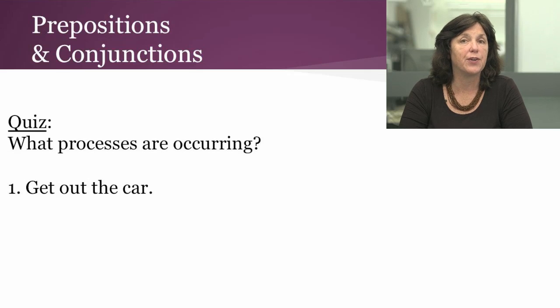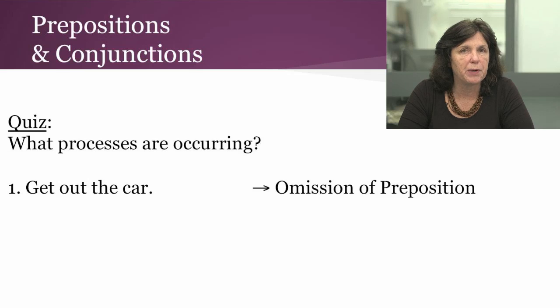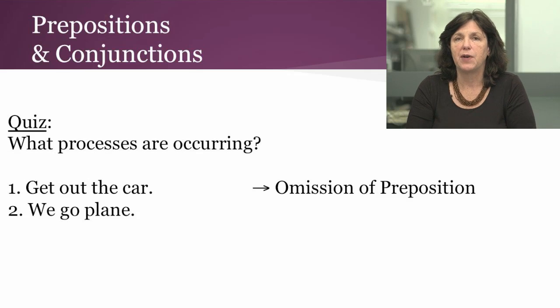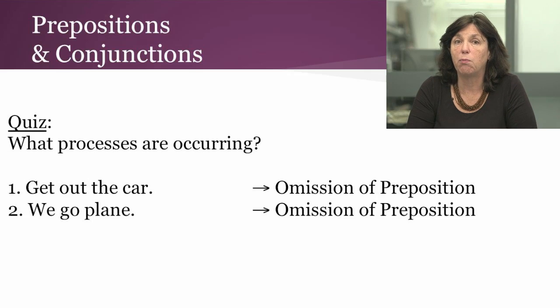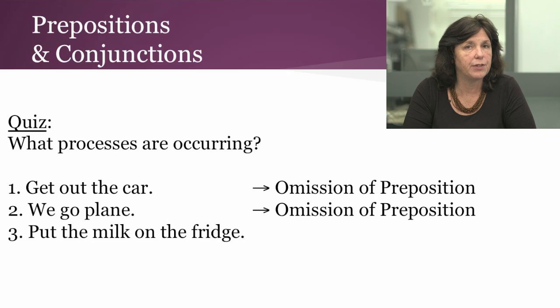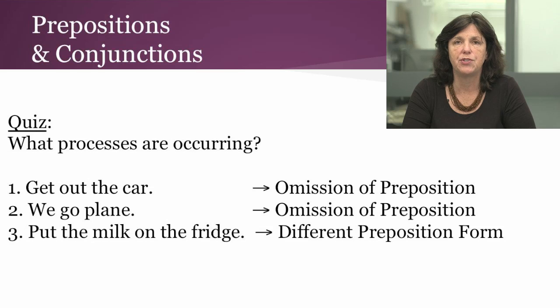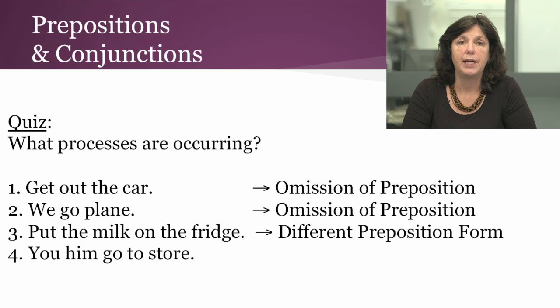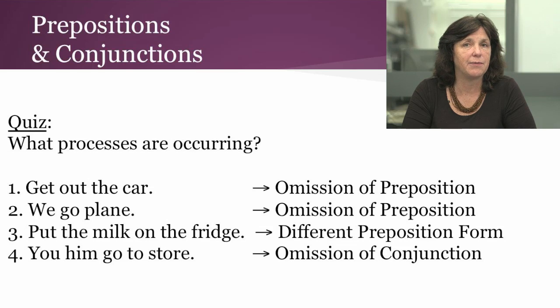What processes are occurring here? "Get out the car." We have omission of the preposition of. What about the next one? "We go plane." Here we also have omission of preposition. What about here? "Put the milk on the fridge." We have a different preposition form where on is used instead of in. Finally, what do we have here? "You, him, go to store." We have omission of the conjunction and. And what do you know?